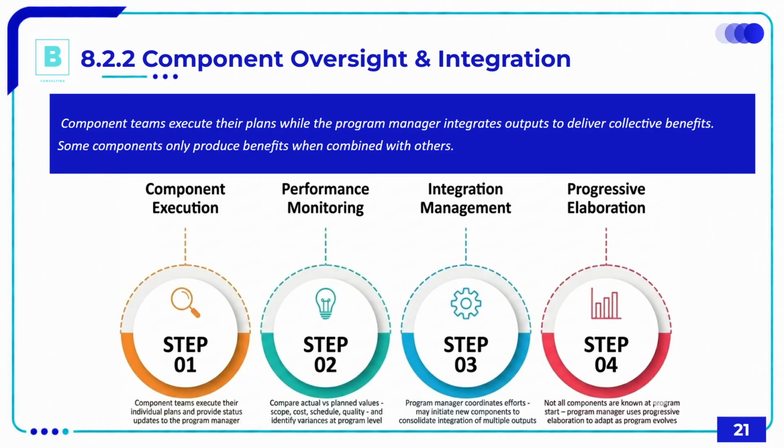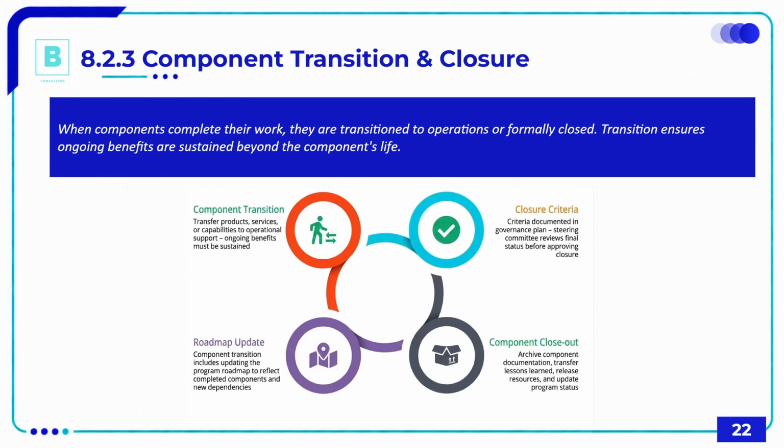Then for component oversight and integration: how to execute the component, how to report on performance of the component, integration management, coordinating the efforts, initiating new components or consolidating the integration of multiple outputs, and progressive elaboration. Not all the components are known at the program start, so the program manager uses progressive elaboration to adapt as the program evolves.